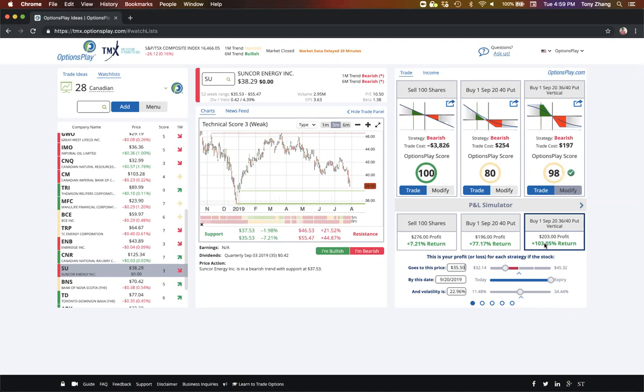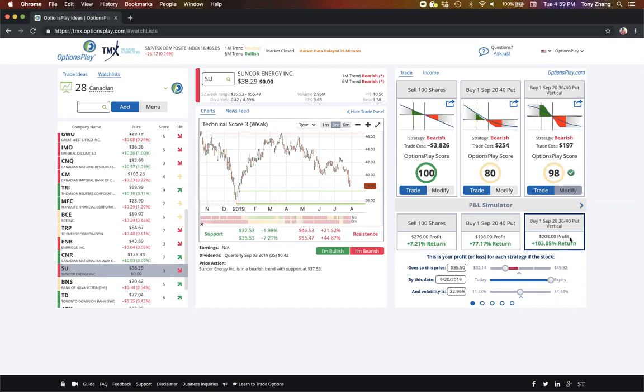Which yields me about 103% return on this particular trade. So this is really where I want to utilize debit spreads, because I could trade a put, but notice, number one, I'm risking more money on the put. And even if the stock goes in the direction that I expect it to, with the magnitude that I expect it to, I'm making $196 while risking $254. On the debit spread, I'm risking $197 to make $203.